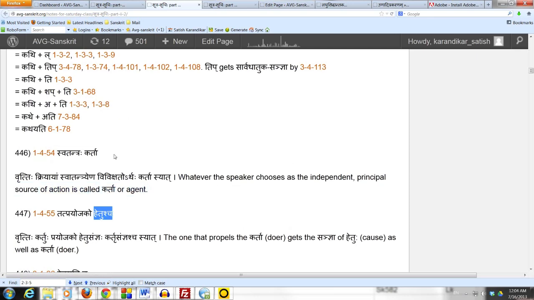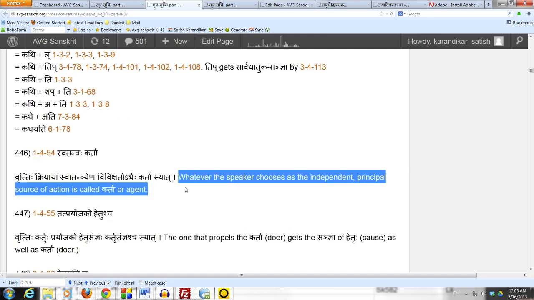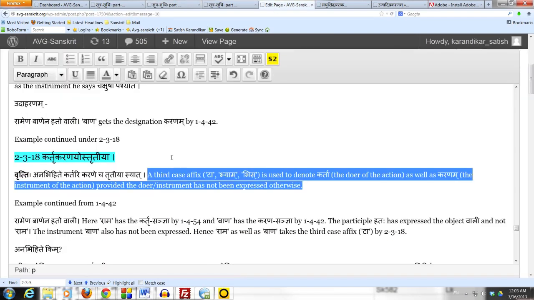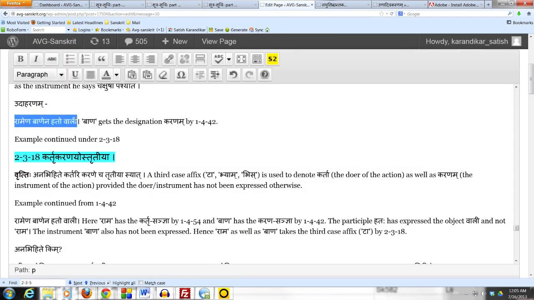So at that time we took this Sutram 1454, and we are already familiar with this designation Karta. It is that participant in the action which the speaker chooses as the independent and principal source of the action. In our example, Vali was killed by Sri Rama by means of an arrow. Sri Rama is the independent actor. He decides how he wants to use the other participants in the action.